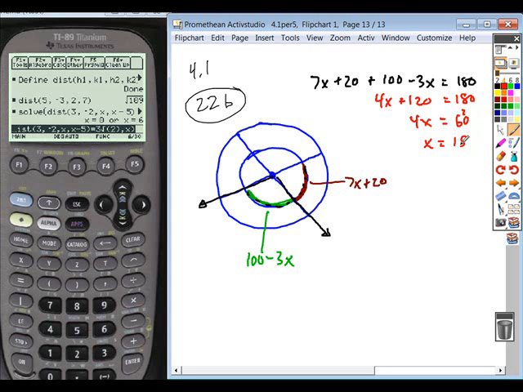Now, is that your answer? No. What we want to do is substitute that in here, because our arc measure and the angle measure of the central angle that intercepts that arc are exactly equal. And so if we plug that in, 100 minus 3 times 15 gives you your solution.